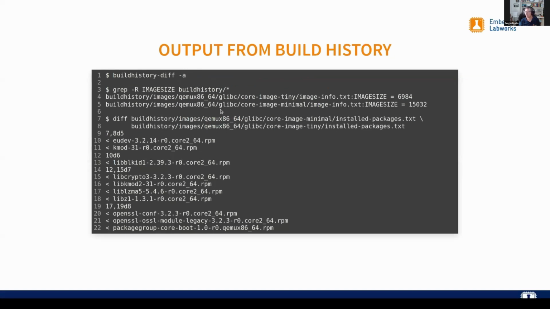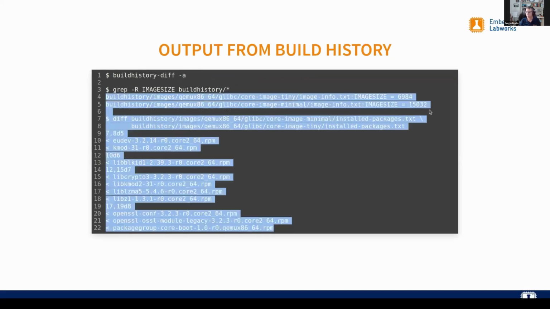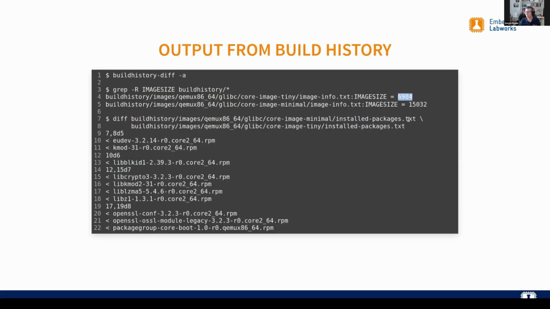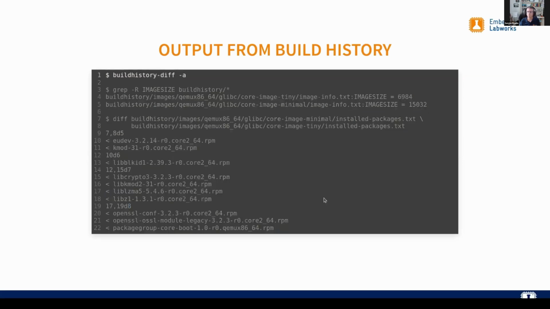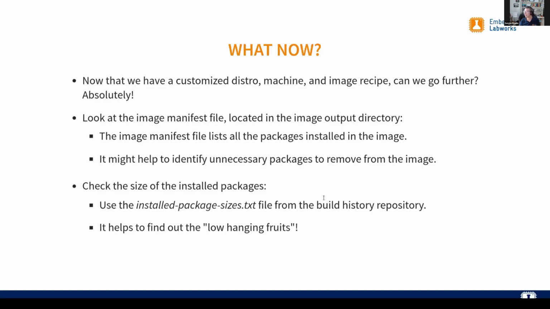If we look at the output of buildhistory, we can also see the difference, right, in size. We basically cut the image size by half. We can also see the packages that were removed. Very nice. Can we go farther than that?